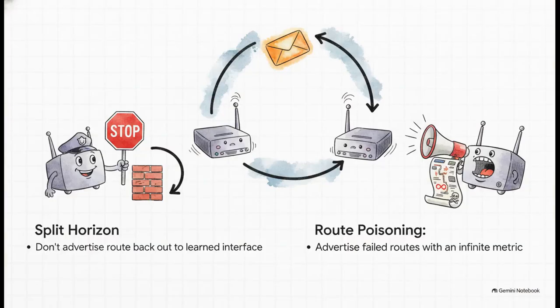Now, as you can probably guess, routing by rumor creates a huge risk of endless routing loops. We're talking about packets just bouncing back and forth between 2 confused routers forever. To stop that from happening, these protocols rely on some pretty clever prevention mechanisms. Split horizon simply means a router won't advertise a route back to the guy who just taught it to him. And route poisoning is when a router actively shouts out that a failed route now has an infinite metric. It instantly kills the rumor before it can spread.